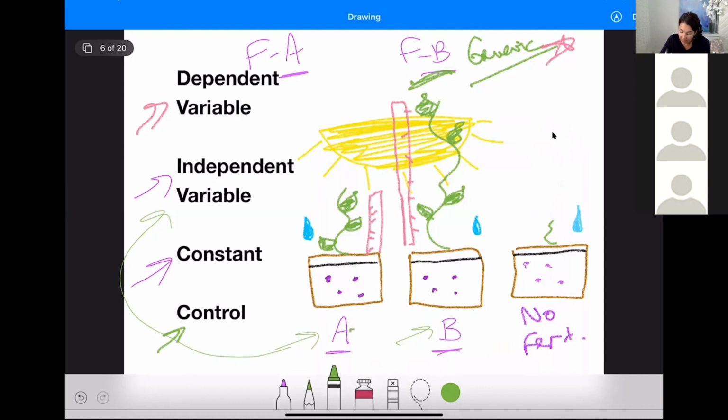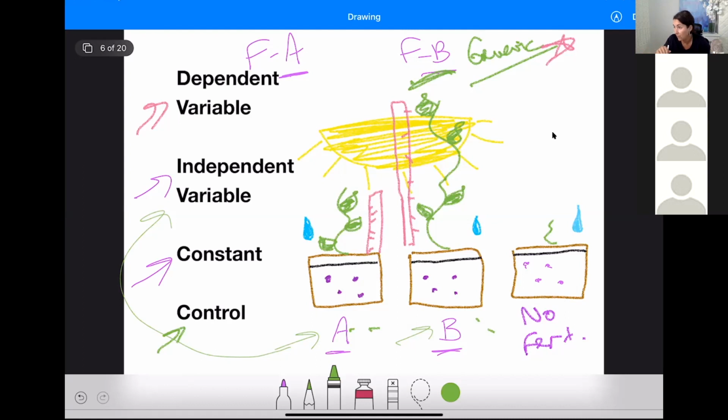By just having A and B here, these two pots, it's okay. I can see if B is better fertilizer than A, but I need that control to measure it against. How much better is it than no fertilizer? And then how much better is it than fertilizer A?